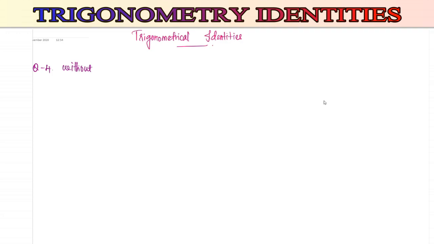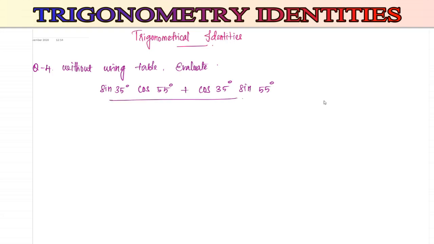Without using tables, we need to evaluate sin 35 degree cos 55 degree plus cos 35 degree sin 55 degree divided by cosecant square 10 degree minus tan square 80 degree.